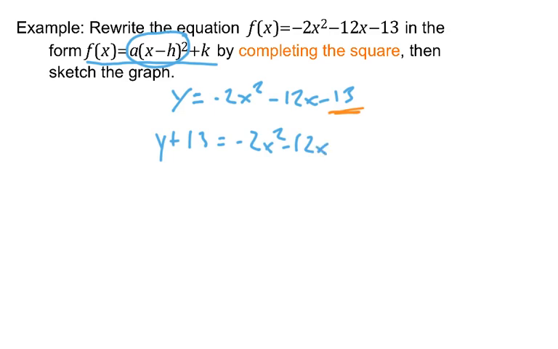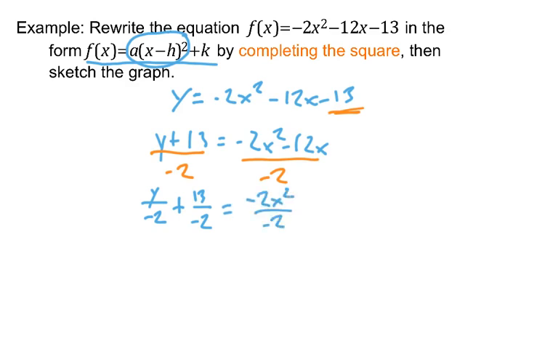Now you might also remember from when we've completed the square before that the coefficient of x squared has to be 1 before all the little tricks and things we do work. So let's also make that happen. We can make that happen if we divide both sides by negative 2. And that will require us to split up these fractions. y over negative 2 plus 13 over negative 2. Those are not particularly pleasant numbers, by the way. Negative 2x squared divided by negative 2, negative 12x divided by negative 2, every term divided by negative 2.